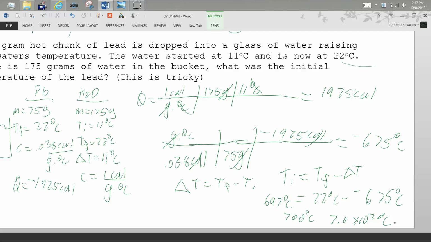The water's got this mass, plus the other problem is that the water's 100 grams more than the lead is. I got 100 grams versus 75 grams. So the water doesn't heat up very much because of its specific heat. It's very hard to heat that water, whereas the lead very easily loses its heat.